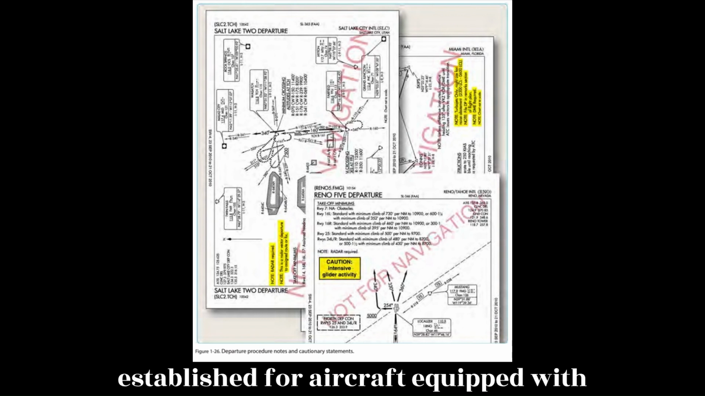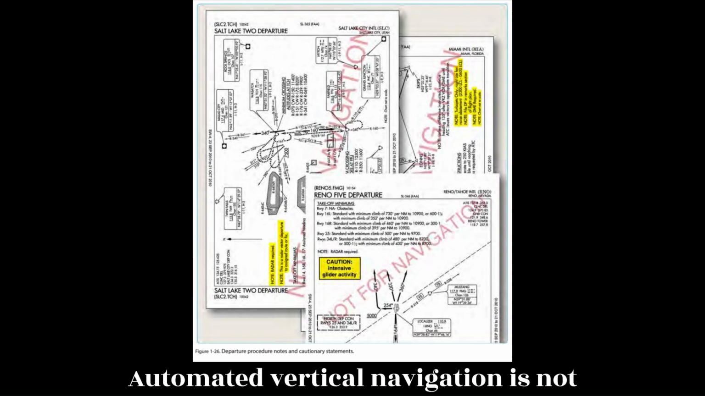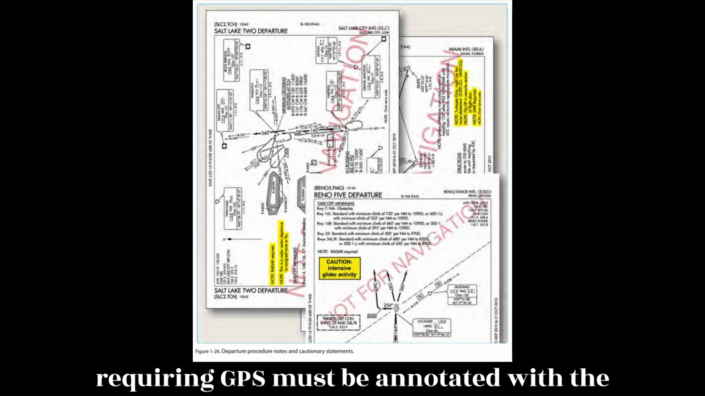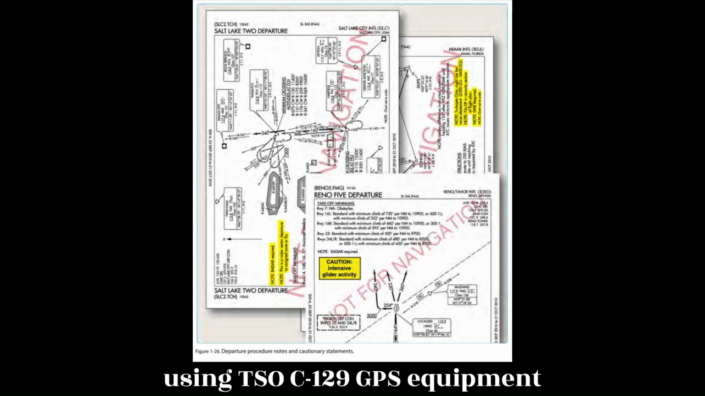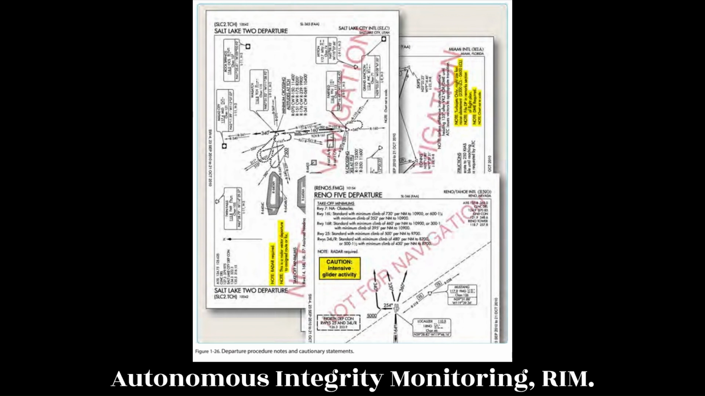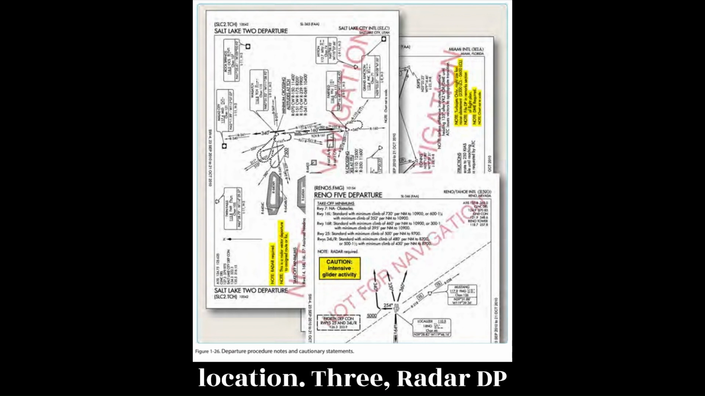2. RNAV DP established for aircraft equipped with RNAV avionics, e.g., GPS, VOR/DME, DME/DME. Automated vertical navigation is not required, and all RNAV procedures not requiring GPS must be annotated with the note, radar required. Prior to using TSO C129 GPS equipment for RNAV departures, receiver autonomous integrity monitoring, RAIM, availability should be checked for that location.